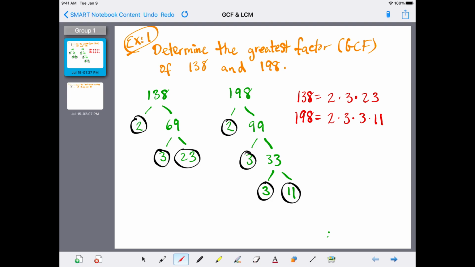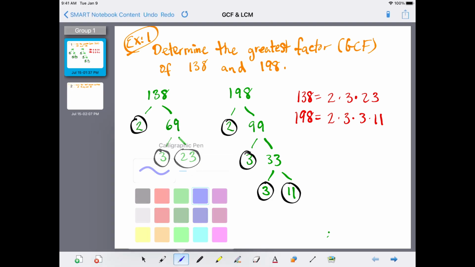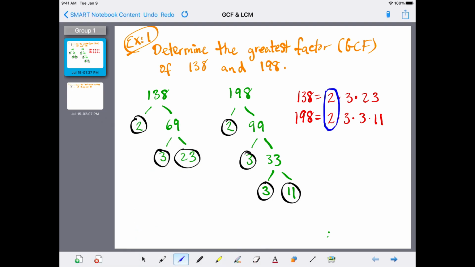And in order to determine the greatest common factor, we just take what's in common in each of these two products. So we have a 2 that's in common, and we also have one 3 that's in common. Then we just multiply the numbers that are in common. So that gives us 2 times 3, and our greatest common factor is equal to 6.